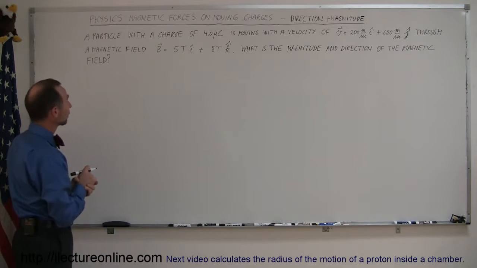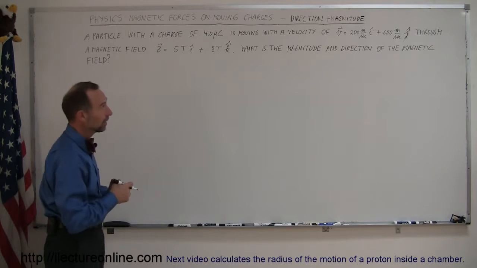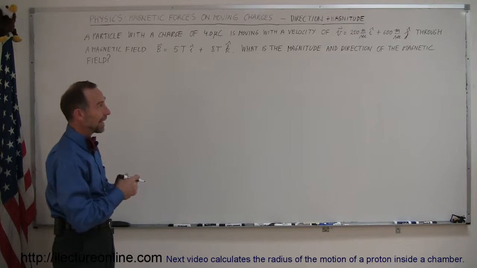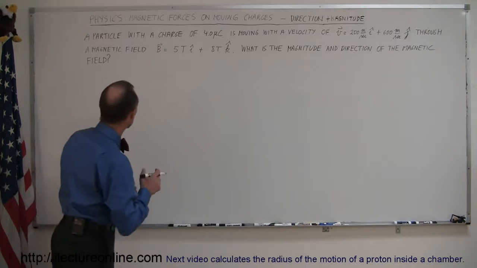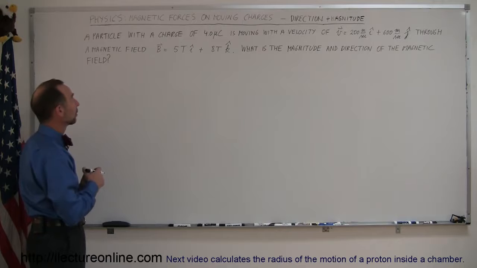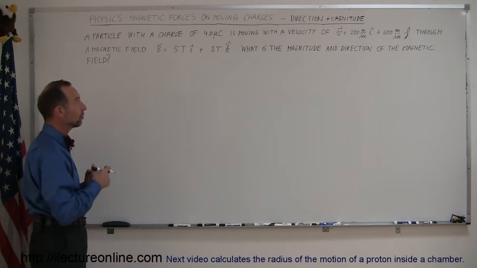It says we have a particle that has a charge of 4 microcoulombs. It's moving with a velocity of 200 meters per second in the x direction and 600 meters per second in the y direction. And it's moving through a magnetic field where the magnetic field strength is 5 teslas in the x direction and 8 teslas in the z direction.